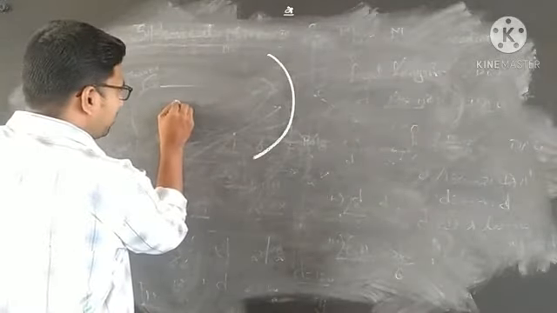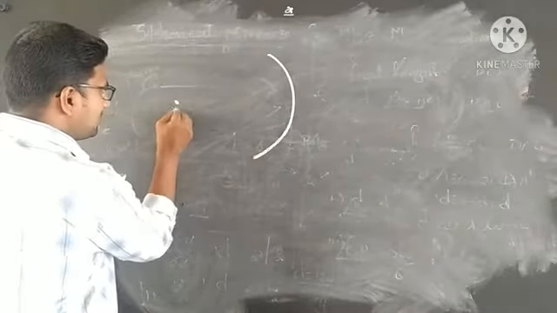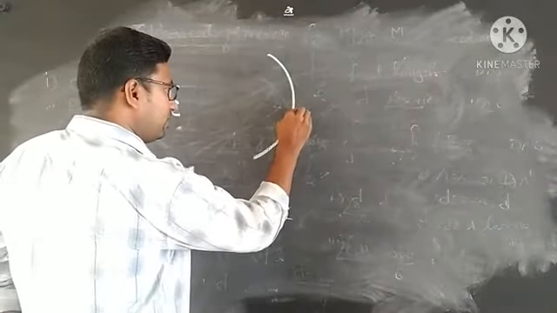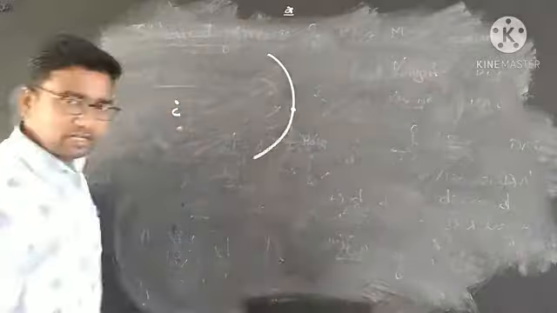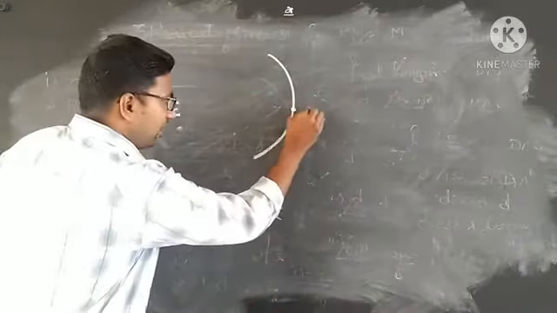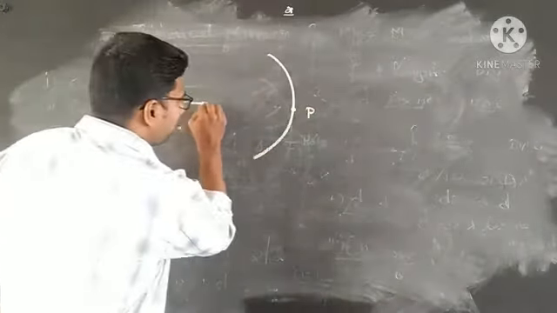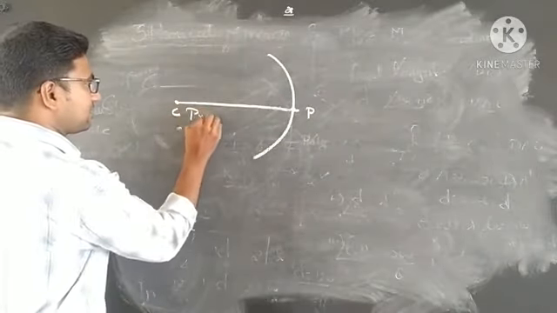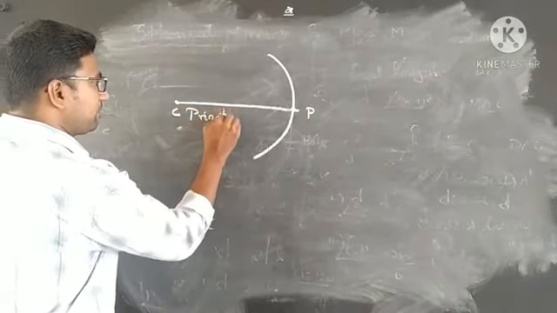The center of the spherical mirror is the center of curvature, and the midpoint of the concave mirror is the pole. The line joining the center of curvature and the pole is called the principal axis.